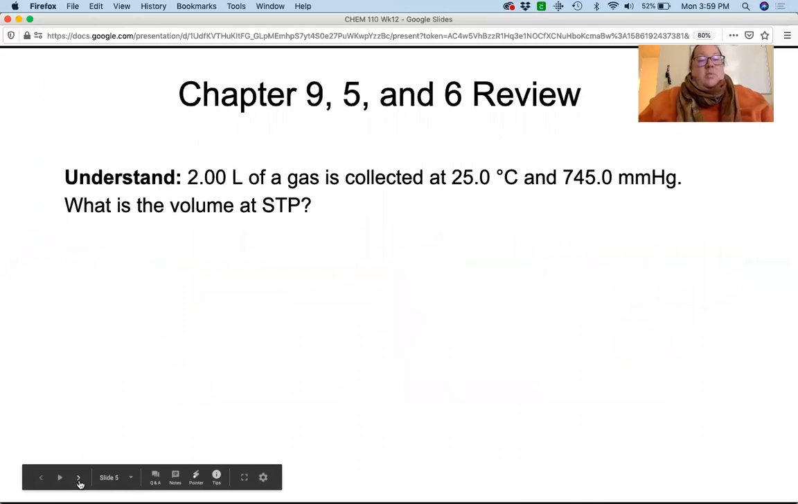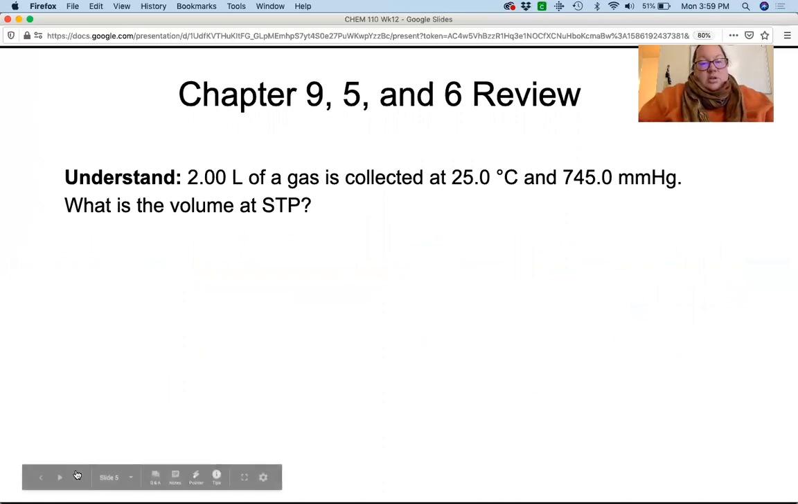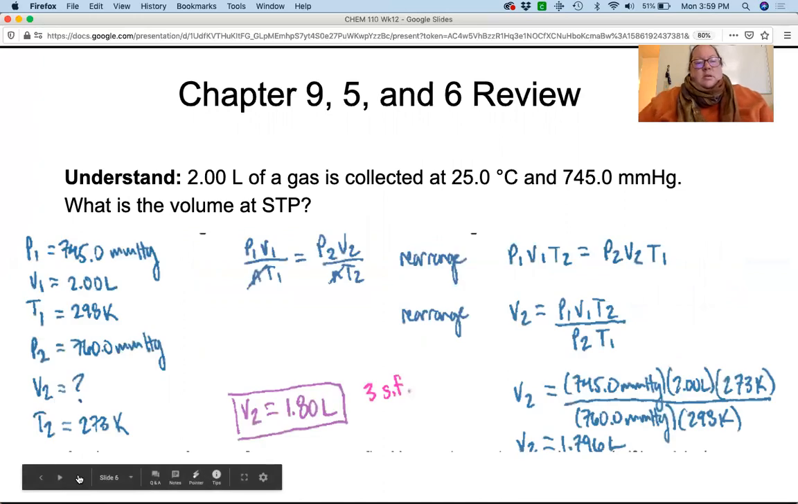So then let's think about what we understand. If we have 2 liters of a gas and that's collected at 25 degrees Celsius and 745 millimeters mercury, what is that volume at standard temperature and pressure? Think about how you would set up this problem. What are the givens? What are the equations that you have access to that would allow you to solve this problem?